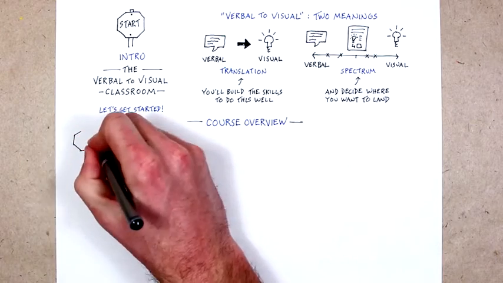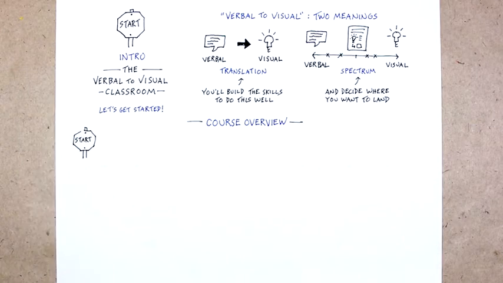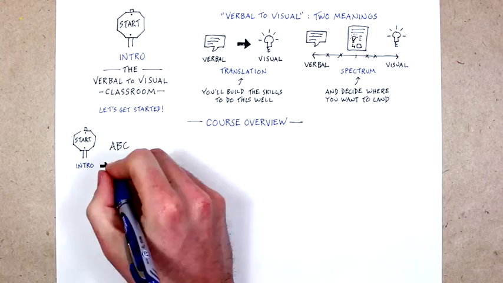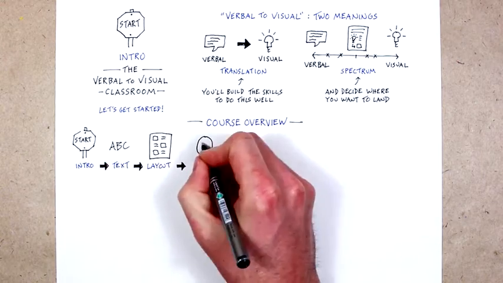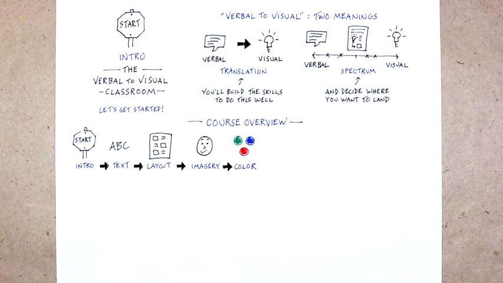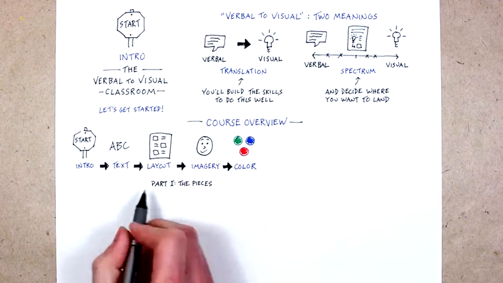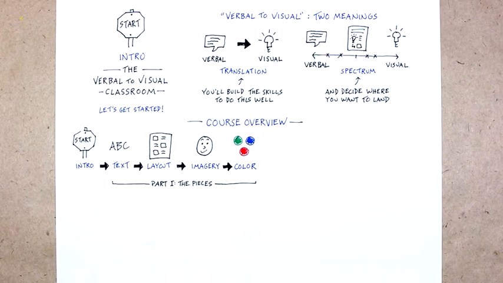After this introductory module, we'll jump into part 1 of the course, where we will discuss the individual pieces that make up visual note-taking. There are only 4 of them: text, layout, imagery, and color. We'll take on one of those at a time, and I'll give you lots of opportunities to practice and build your skills in one area before we add on the next component.